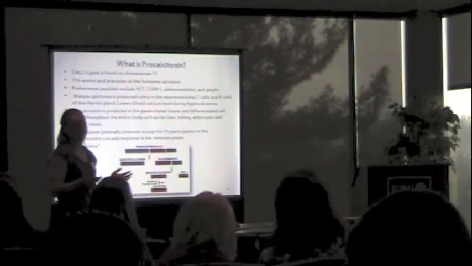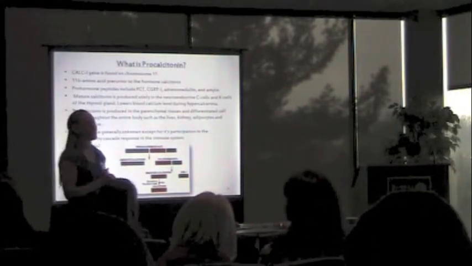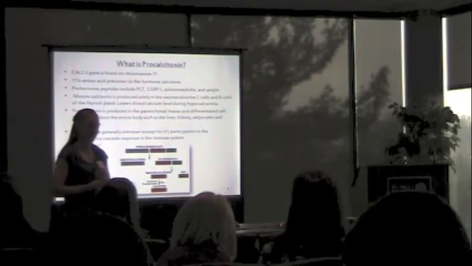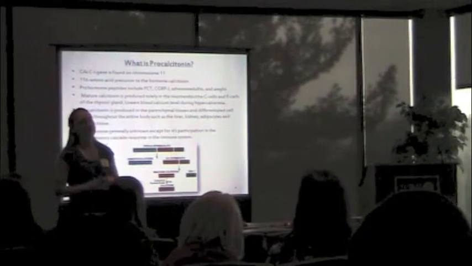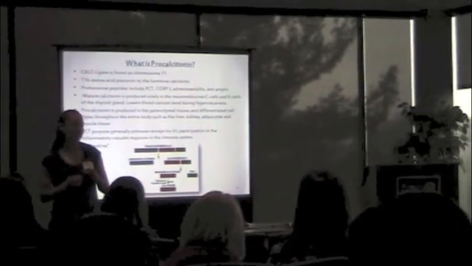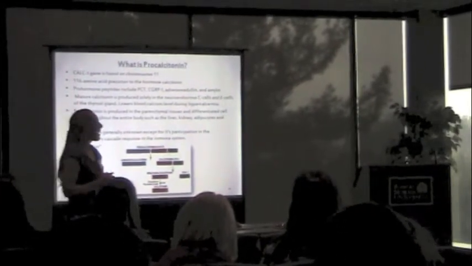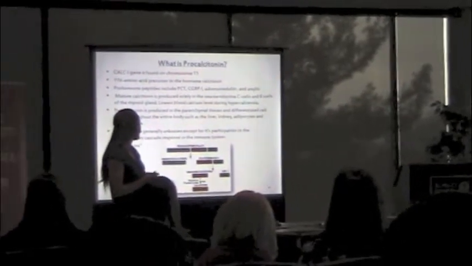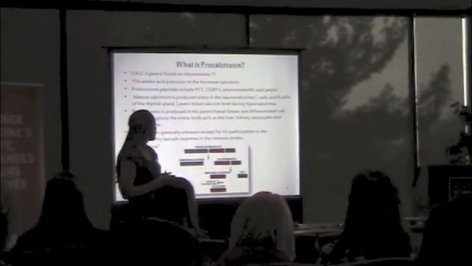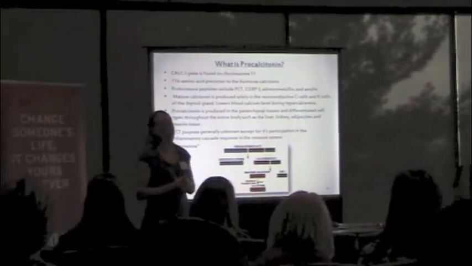So first, what is procalcitonin? Procalcitonin is a precursor for the hormone calcitonin, which is produced on the CALC1 gene of chromosome 11. It's 116 amino acids long, and the other hormones that are produced along with it are CGRP1, adrenomedullin, and amylin.